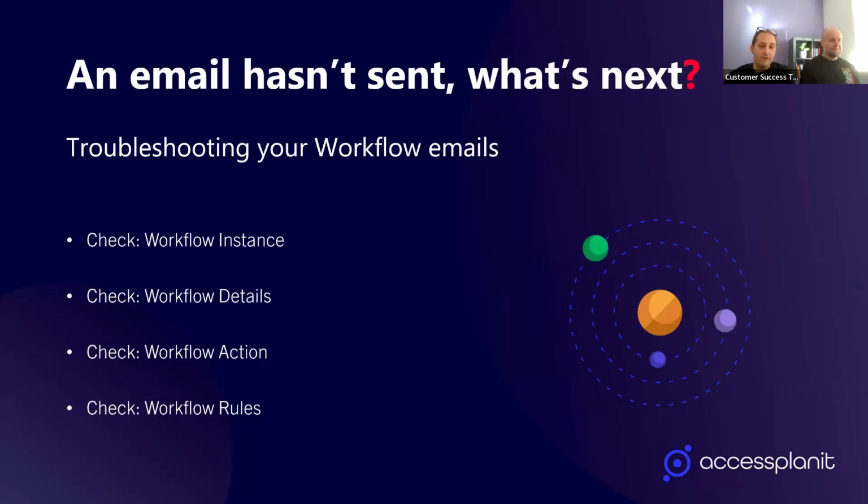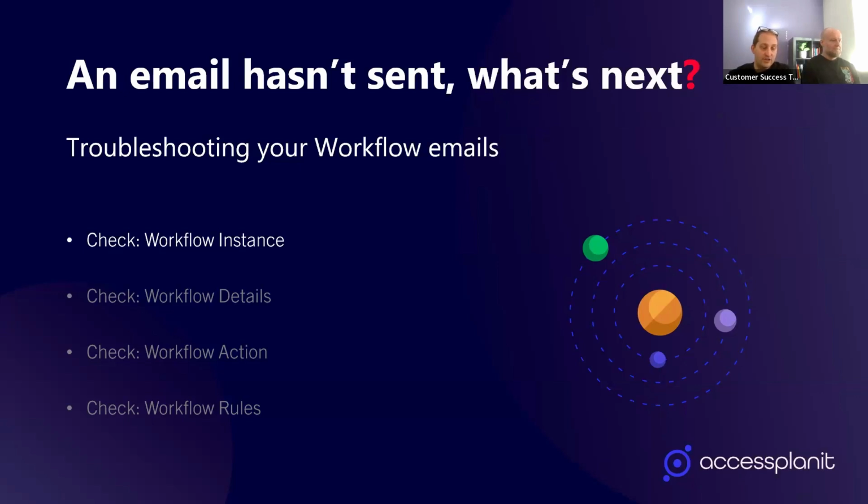As I said earlier, there's 4 areas to check, and we can treat this as a checklist to understand why those workflows may not have triggered, for example why your email has not been sent. The first one is the workflow instance. We'll be going through this in a lot more detail when we look at understanding the workflow errors, but we're going to give you a quick overview of it now.